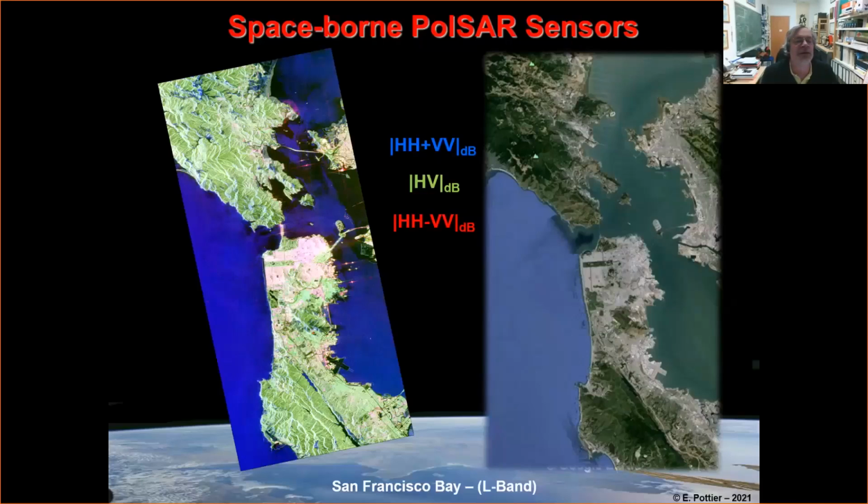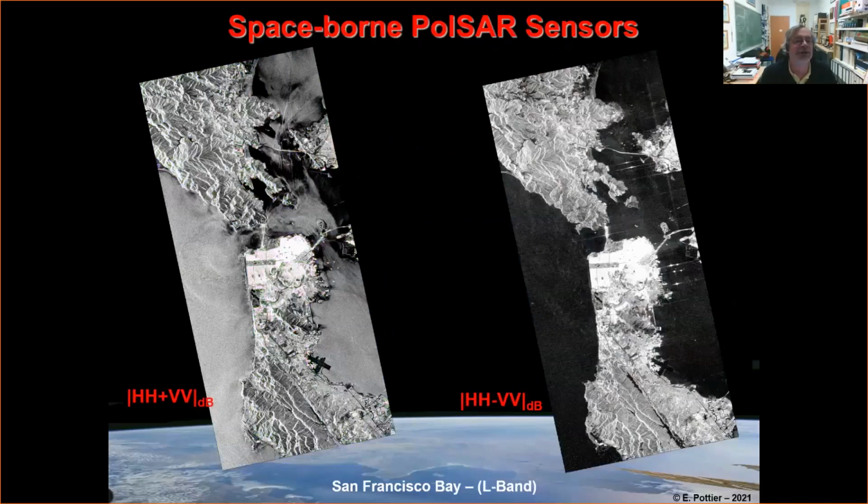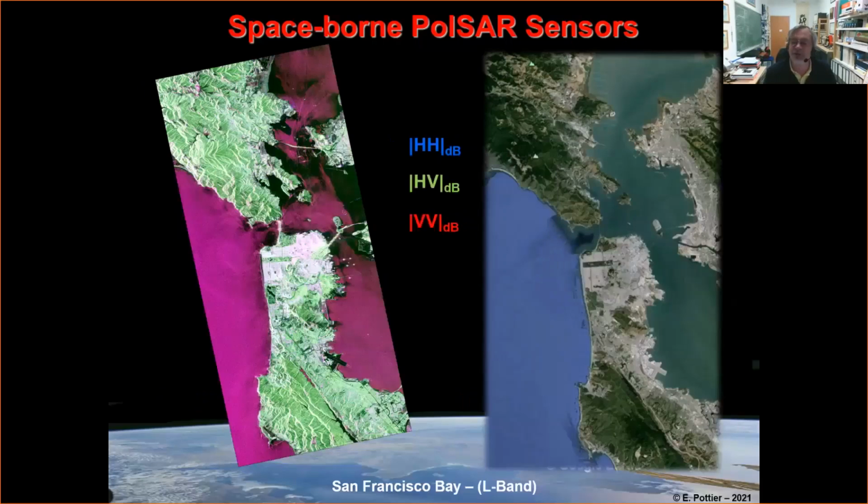Eric, we have two questions in the chat. One says, would you remind us again which sensor acquired these images over San Francisco? Yeah, this is ALOS. And we shall use this image this afternoon for the practical.